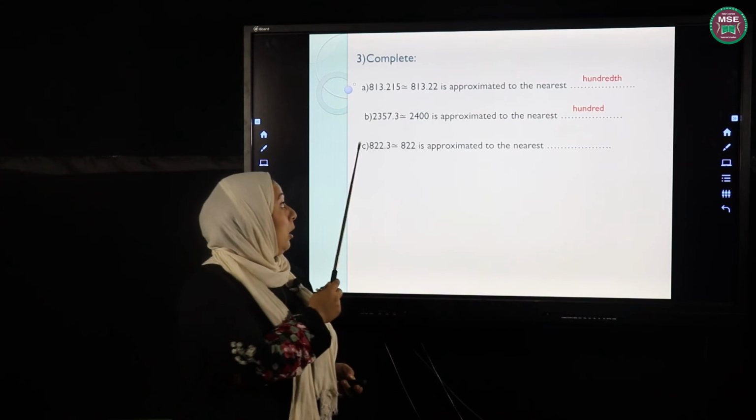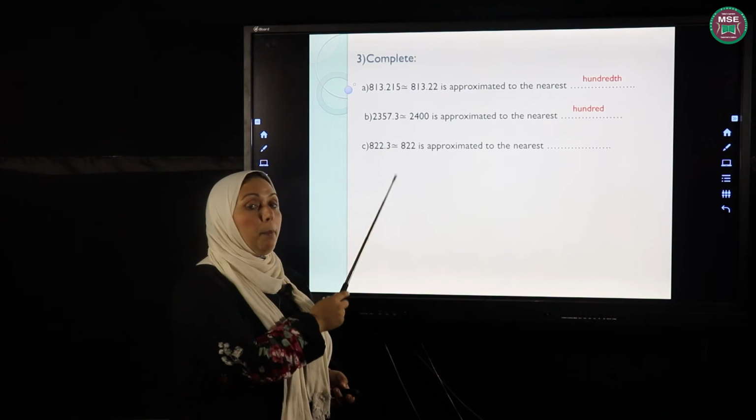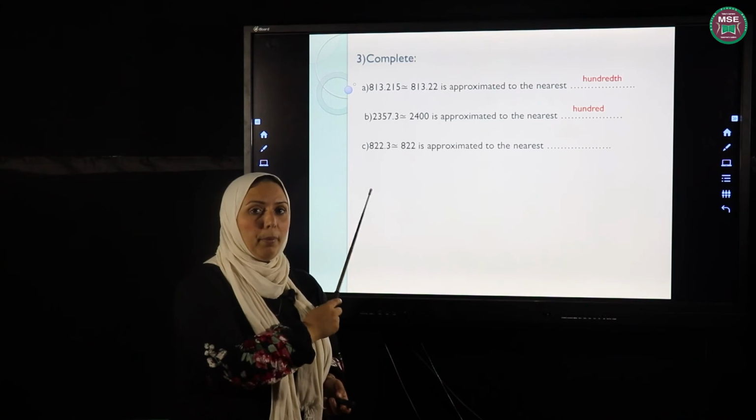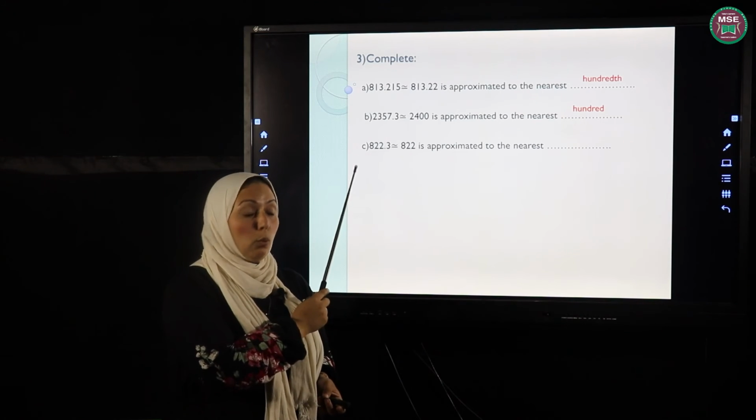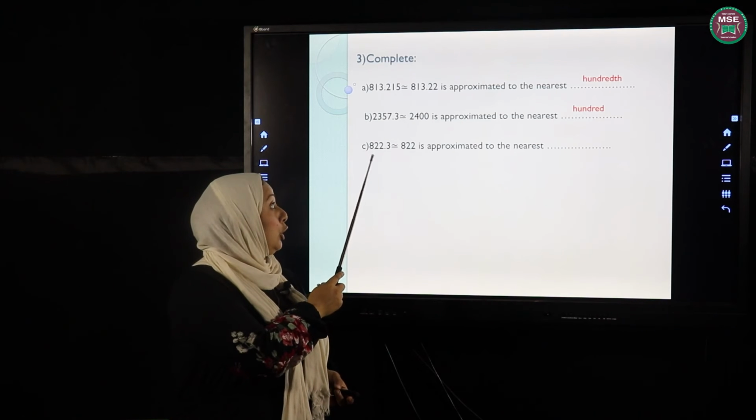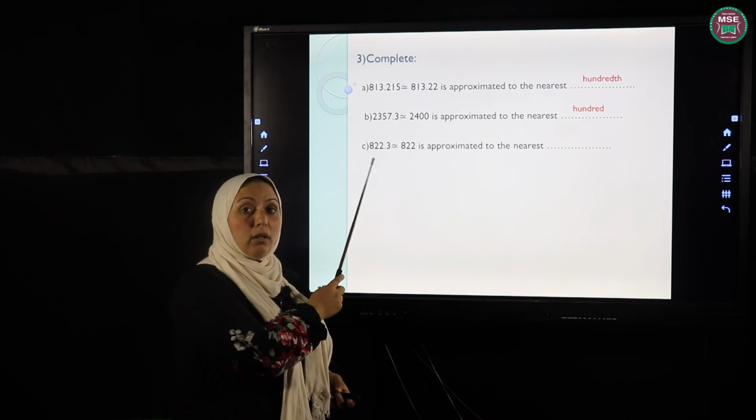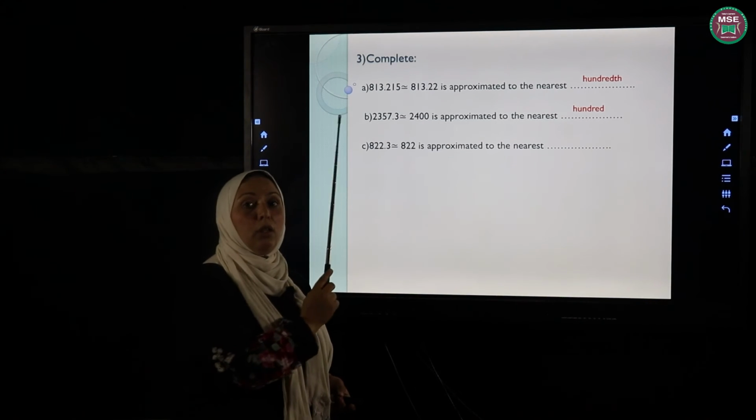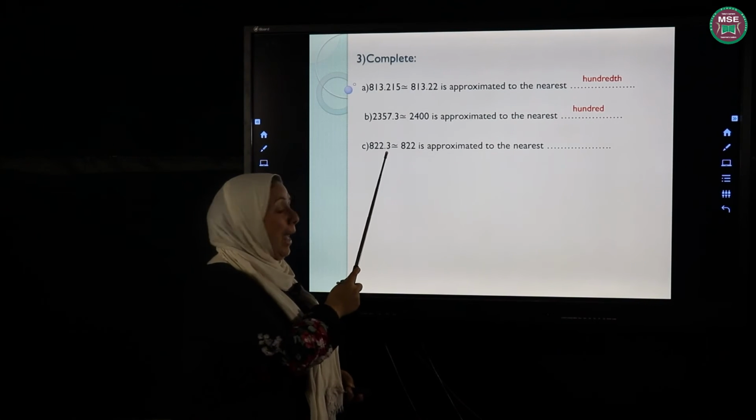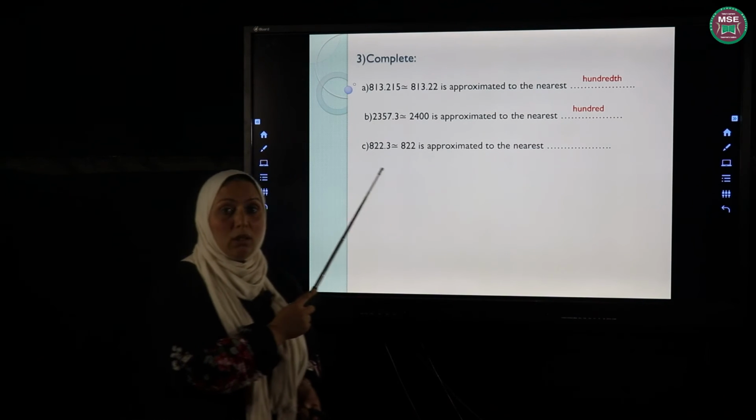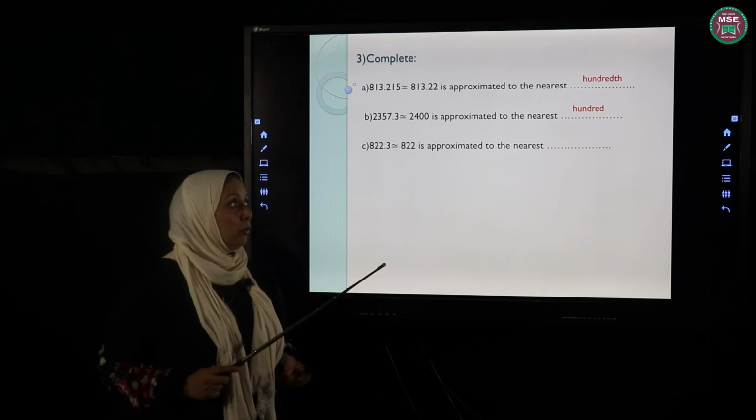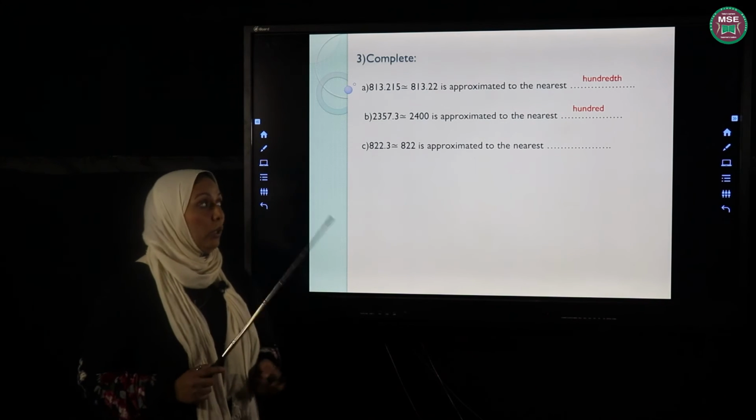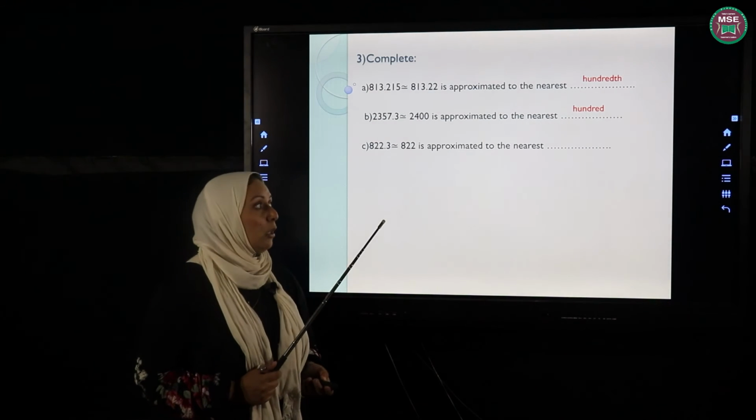Next, 822.3 became 822. This number is approximated to the nearest what? Let's look at this. 8 became 8, 2 and 2 are the same. But here we have 0.3, and here we haven't. We stop in the units. So look at the tenth here. The tenth is weak. Because of this, 2 never changes. It will be 2 as it is. That means we do approximate to the nearest units.